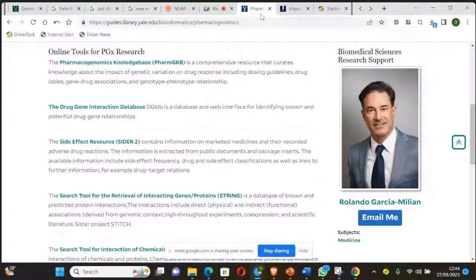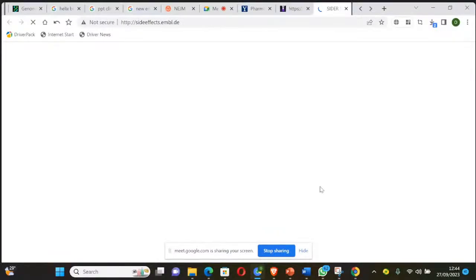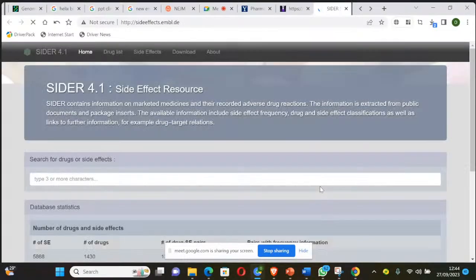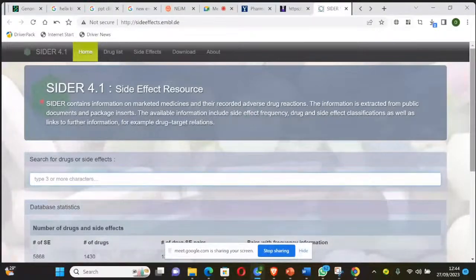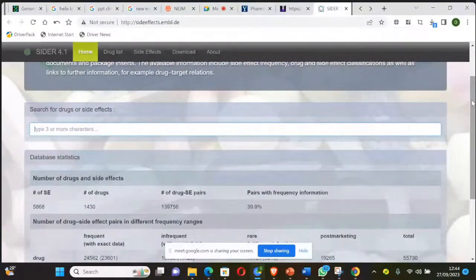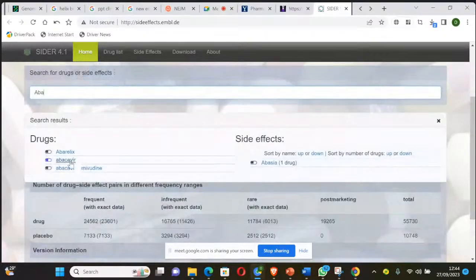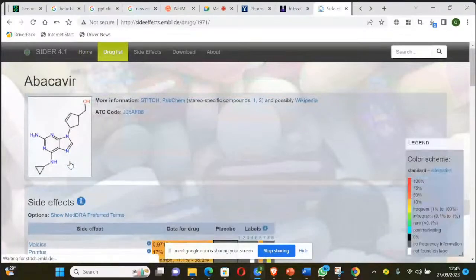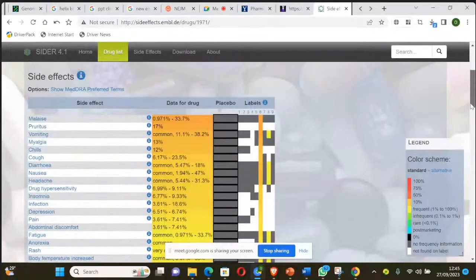We have side effect resources. This allows you to know the side effects of any drug you want to give to your patient. So if you have any drug, search for drug side effects. We have been talking about Abacavir or something like that. That's the structure. So look at the side effect. You can see the side effect of all the drugs.